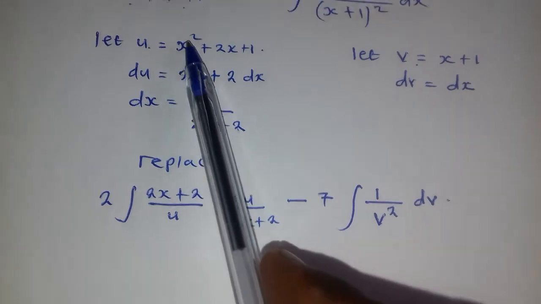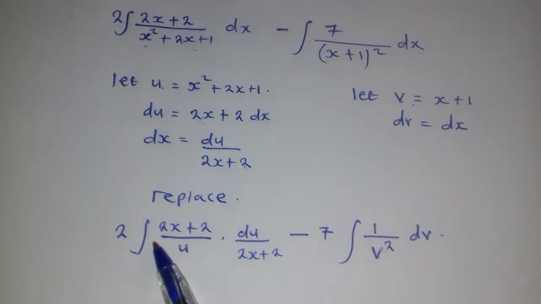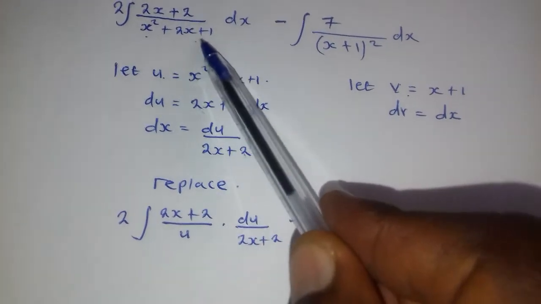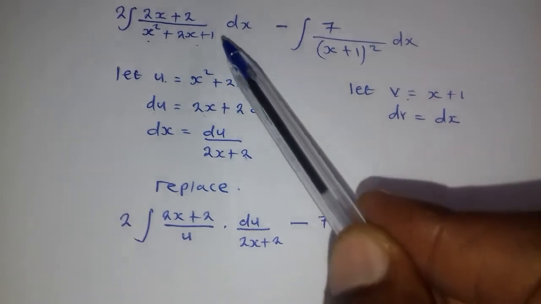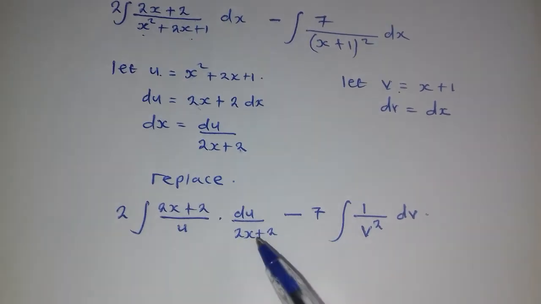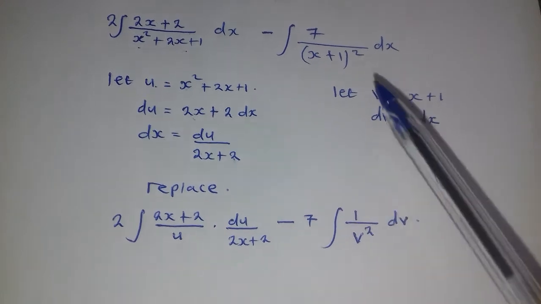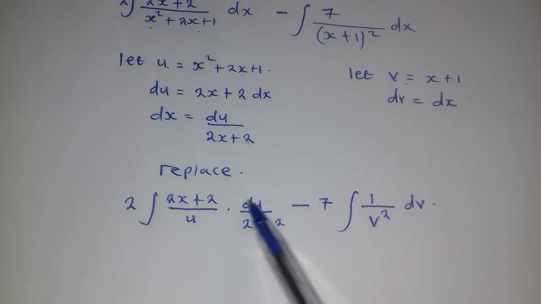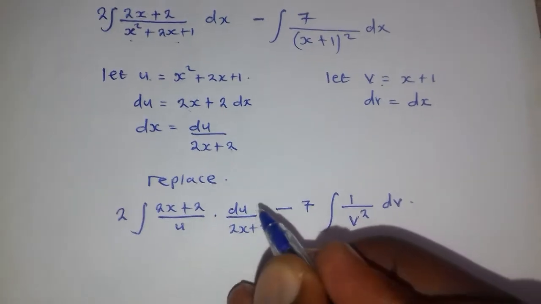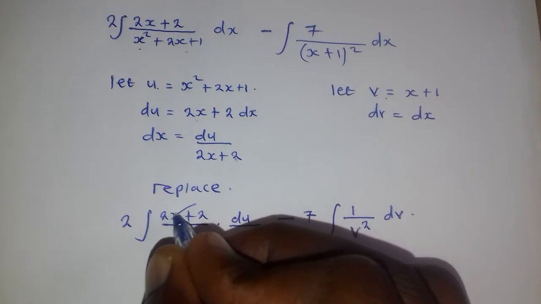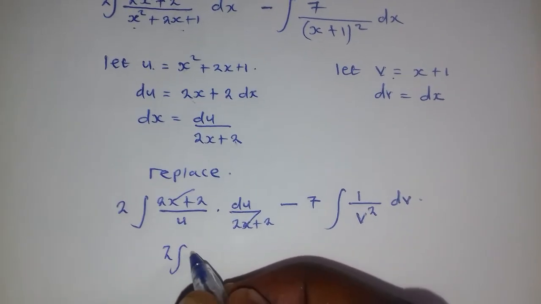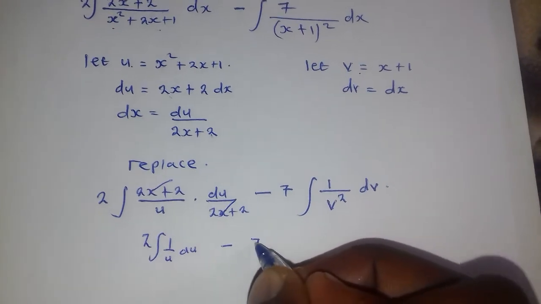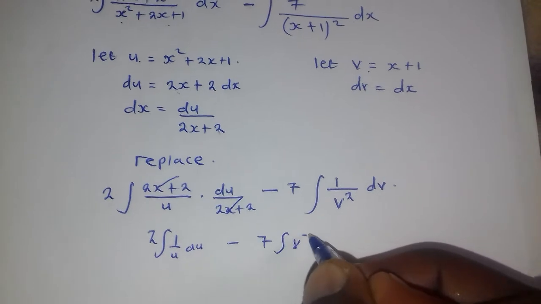Okay, remember we factored out 2. This 2 is already outside. We have that one, which is this one. Now we said let u be equal to the denominator. So where there is that, we put u. Okay, do we know the value of dx? Dx is equal to du over that, which is what we have here. Minus, where there's x plus 1, we said it is v, and dx is equal to dv. So this is what we do here. And when you do that, you know that this part here will cancel with that part. You remain with 2 integral of 1 upon u du minus 7 integral of v to the power negative 2 dv.